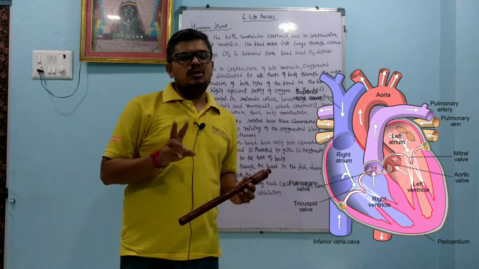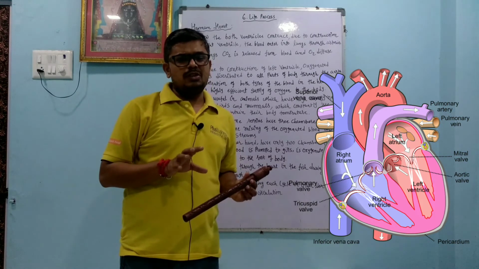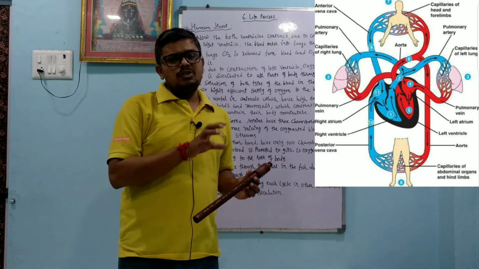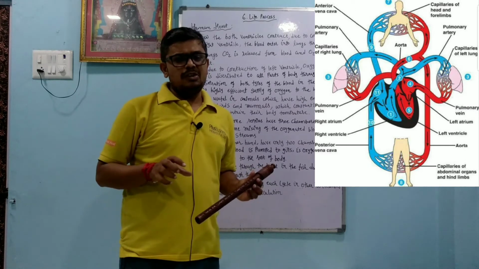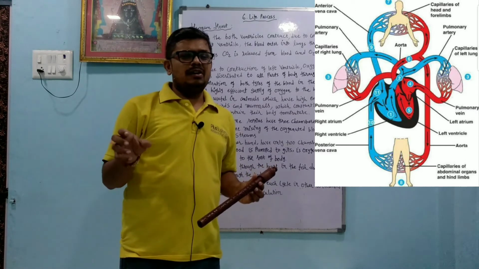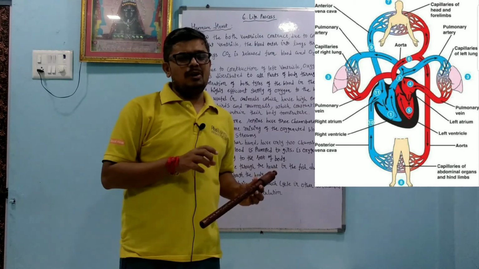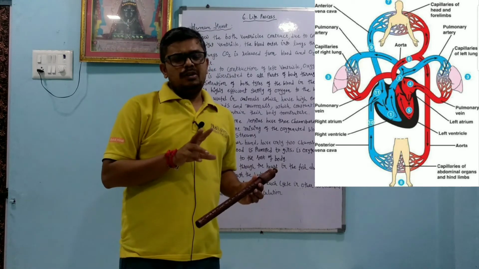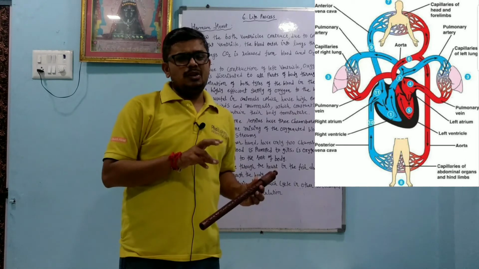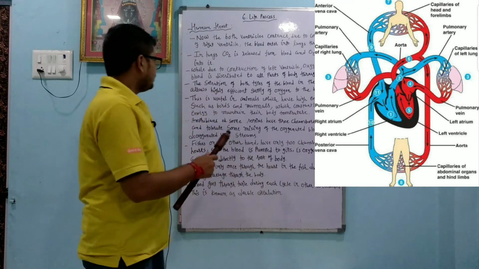Okay, so dear student, here two types of circulation occur. In the first circulation, the deoxygenated blood becomes oxygenated blood, and this oxygenated blood again enters the left atrium to the ventricle and goes to the different parts of the body. So the blood enters the heart two times, so it is called double circulation.